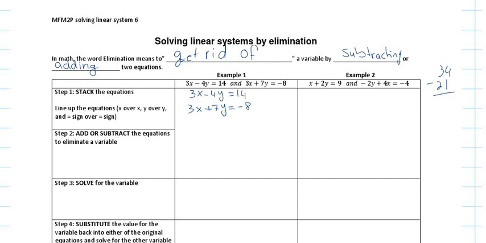If I want to eliminate something, I either subtract or I add. In this case, what do I do? Subtract. Because when you do 3x minus 3x, you get 0x, which we don't write anymore. So we look at the letter or the variable that has the same coefficient, and we decide if we're going to subtract or add. In this case, because they have the same sign, I have to subtract.